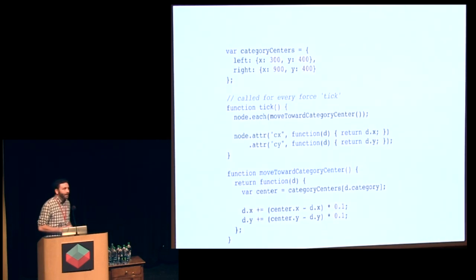So here's an example, and we won't go through all the code, but in this we would have some way to represent the two centers. We're going to split up nodes from left to right, and we have a function called move towards center, category center, and this is a function that returns a function, and we'll see why here in a minute. But so we grab the correct center for our particular node's value. Remember, this is going to get executed for each node, and then move that node based on the center's location.